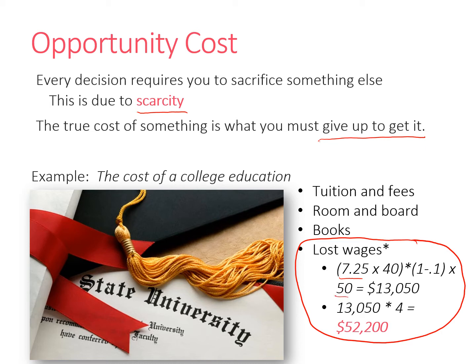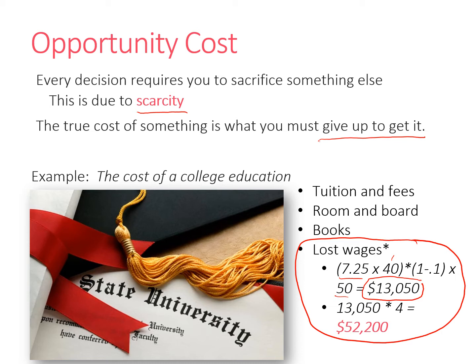Multiply that times 50, we're going to assume that you have 2 weeks off every year. You're sacrificing after tax $13,050 per year. That's what you could have in your pocket if you were working full-time, right, 40 hours, as opposed to going to school full-time.